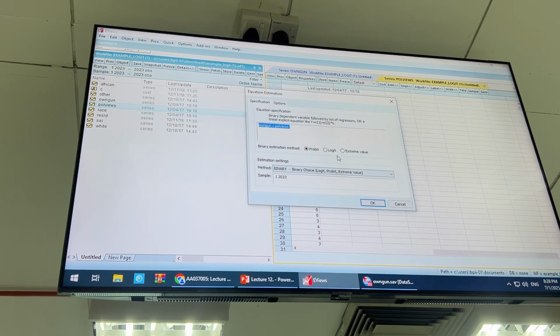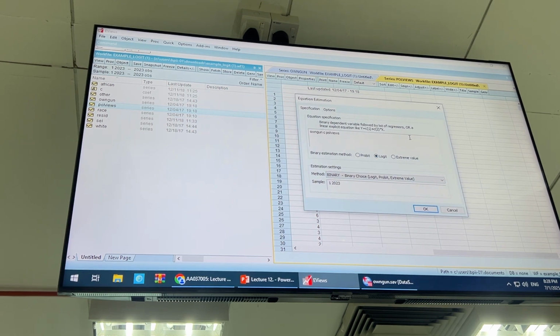Okay, binary, then select logic. So I think in this lecture we just cover logit. Probit is also quite similar to logit, but the way that we calculate the estimated probability is more tedious as compared to logistic. So I think you just use logit. If you are interested to know about probit, then you can explore by yourself.